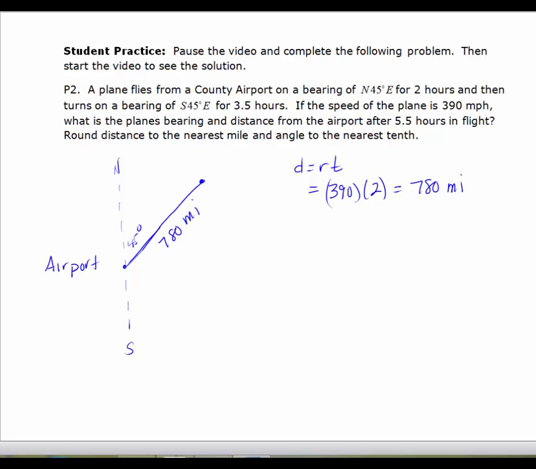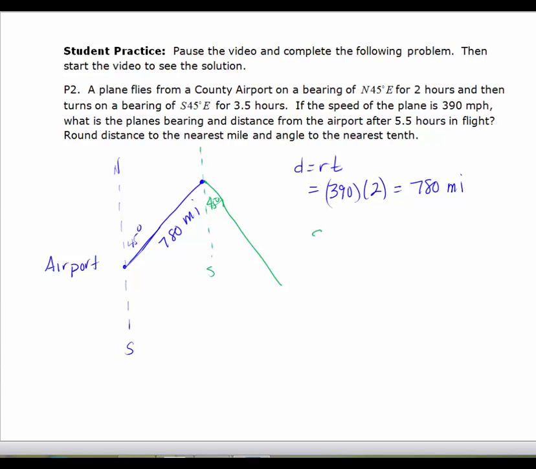Now the plane is here, and the pilot turns on a bearing of south 45 degrees east. We'll draw another north-south line. And so we're going to go south 45 degrees, so this angle in here should be 45 degrees. And we're going to the east, so again to the right of this vertical line. This angle is 45 degrees.